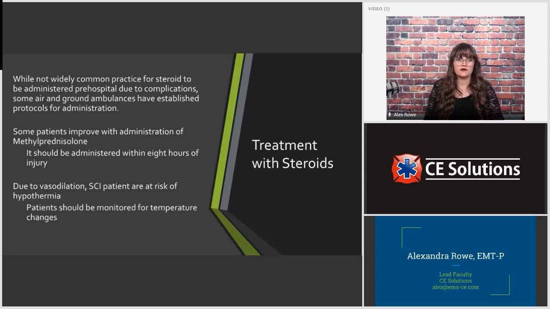Treatment with steroids. While not commonly used, steroids can be administered to these patients. Now, I remember when we used to administer this all the time, and then all of a sudden it got taken out of our protocols. So methylprednisolone, Solu-Medrol, usually is administered within 8 hours of injury. Now, it really depends on how your area feels about that. If you have a short transport time, you may not even mess with it and let the hospital provide steroids if need be.